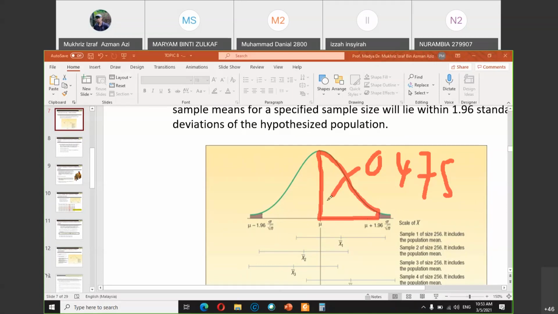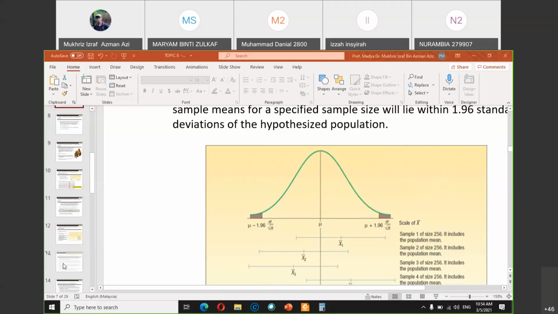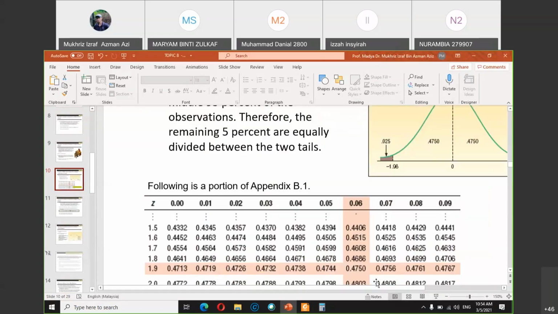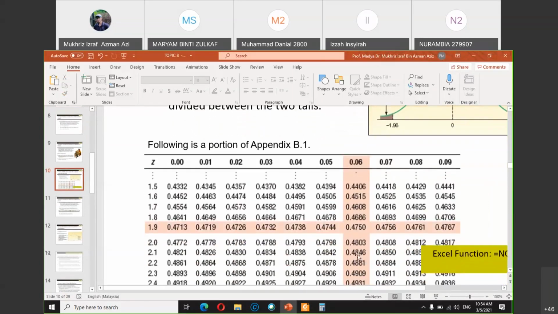Okay, and because the area is symmetric, you can cut the graph into half. Because you recall that your Z table only gives you the right side of the area. So the right side of the area is equivalent to 0.475. So that's how you read the table in the slide just now. And then from the table, you find the value that matches 0.475 or is closest to it.